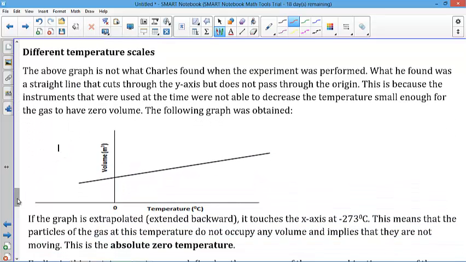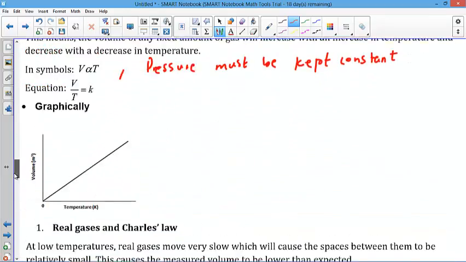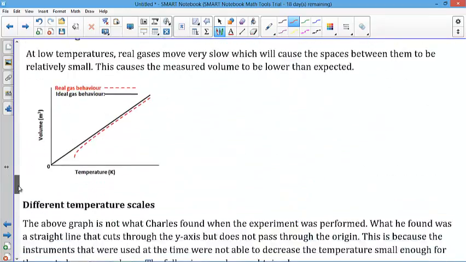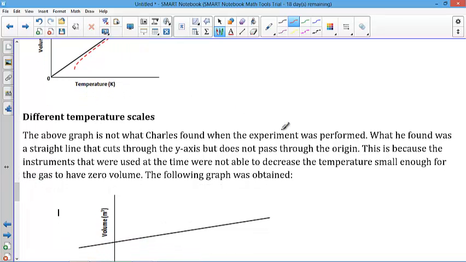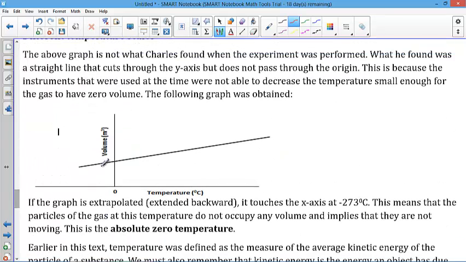Now, the above graph that we got here is not what was obtained when the experiment was performed. As a matter of fact, the graph that was obtained looked like this. In other words, the line could not be extended to touch the x-axis, and that is because the apparatus they were using was not capable of allowing very, very low temperatures, or volumes that could go as low as 0.